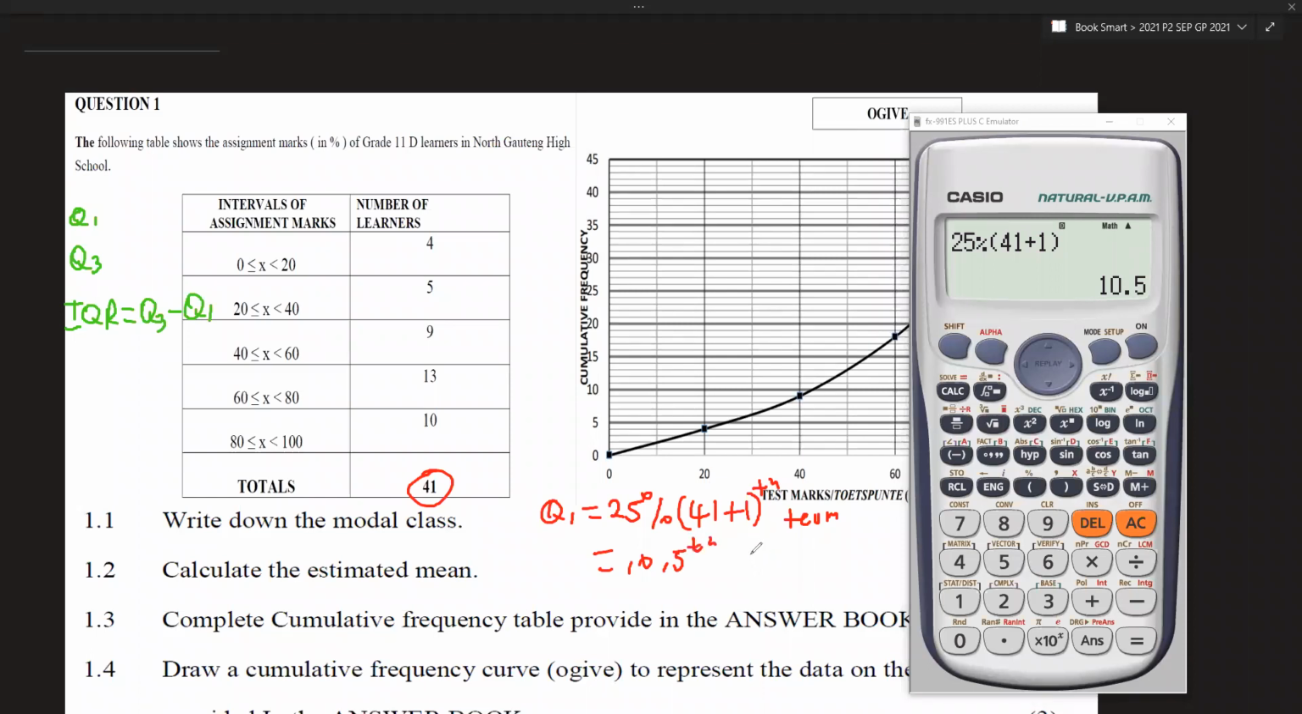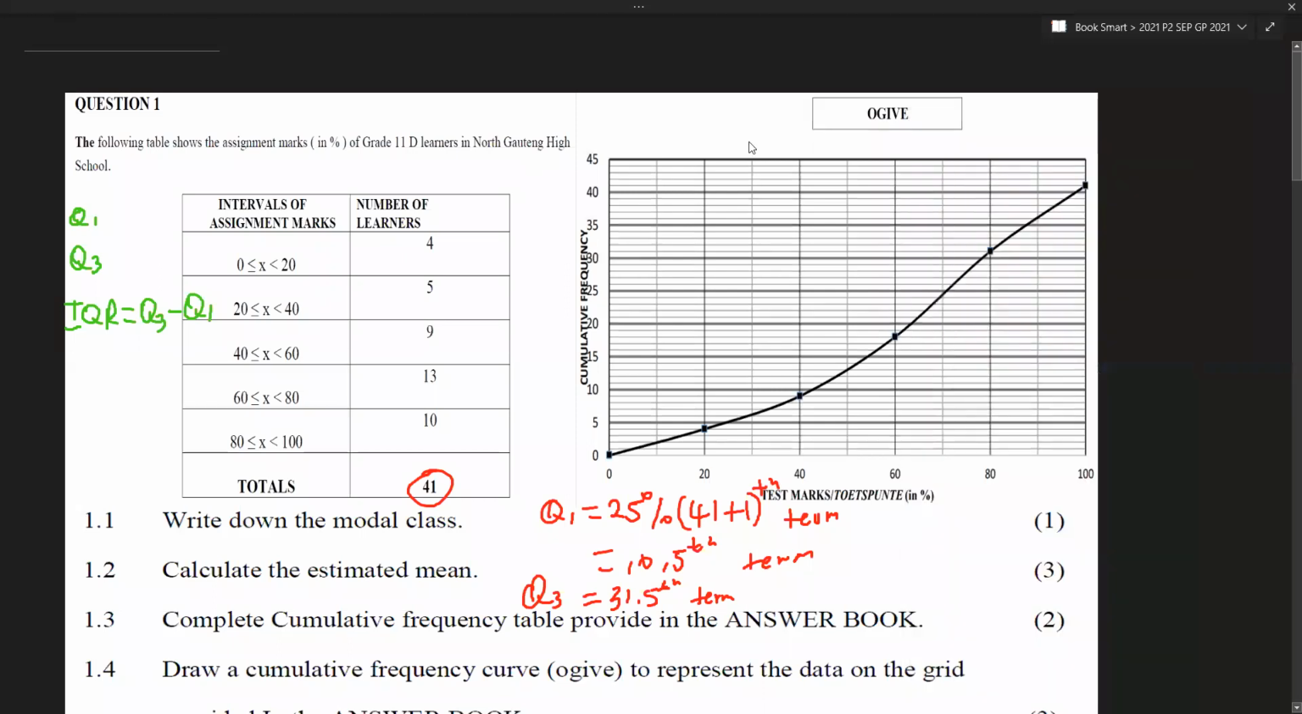10.5. Then Q3, we can find it using the same formula, but remember on the calculator you use 75%, right? Remember Q1 is 25%, Q2 is 50%, Q3 is 75%. So Q3 says 31.5. Okay, awesome. So now I'll show you how to get this on the graph.